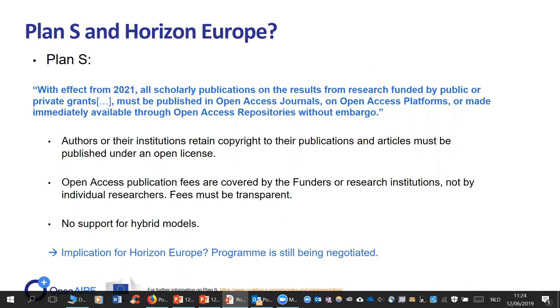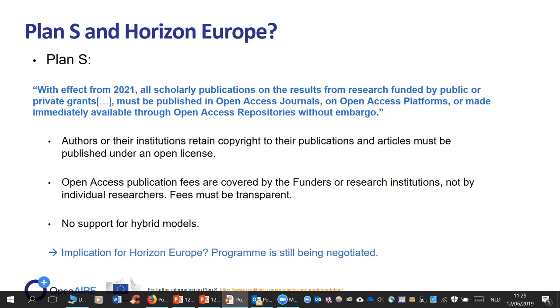I shortly wanted to say something on Plan S. Plan S, maybe you heard about it, maybe you didn't, is a plan launched by Science Europe, so not by the European Commission. I don't want to confuse people. So this is not a plan of the European Commission, but by Science Europe. But it's about accelerating the whole open access process.